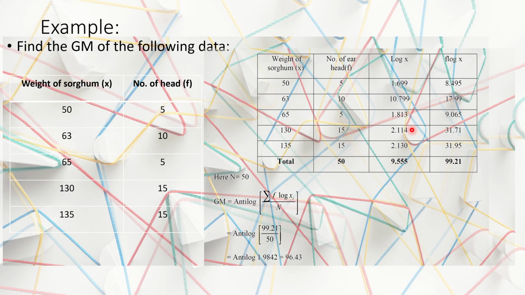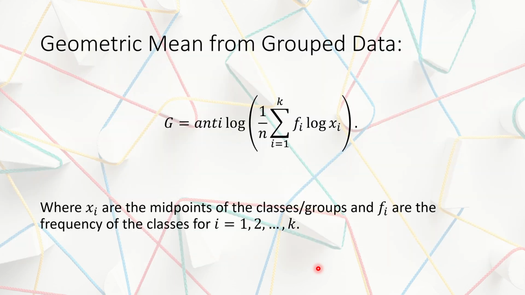So 99.21 divided by 50, whatever you get from that, take the anti-log of it, because we have to find the geometric mean. In this case, the geometric mean is 96.43. Okay, what about the group data? Geometric mean from group data.